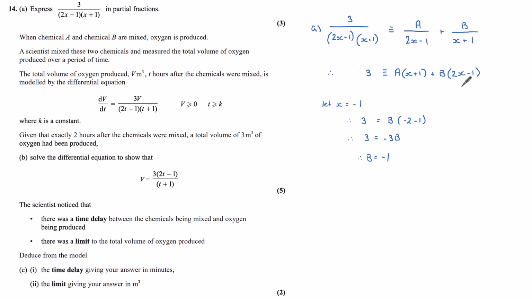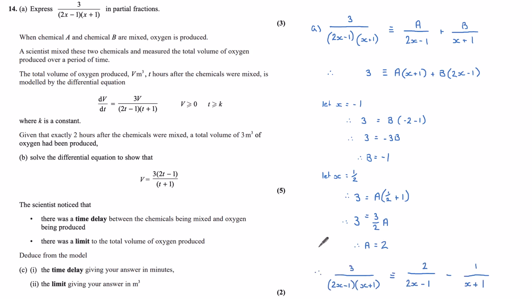If we wish to eliminate the B, then we'll need to let x equal a half. So substituting x is equal to a half gives us again 3 on the left hand side is equivalent to A lots of a half plus 1. A half plus 1 is 3 over 2. So we have 3 is equal to 3 over 2 A. Therefore A must be equal to 2. And so as partial fractions, 3 over (2x minus 1)(x plus 1) can be written as 2 over 2x minus 1 minus 1 over x plus 1.